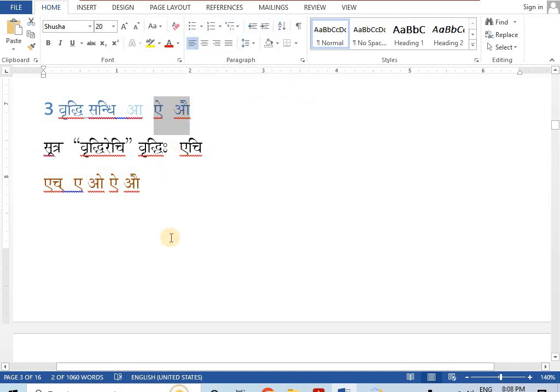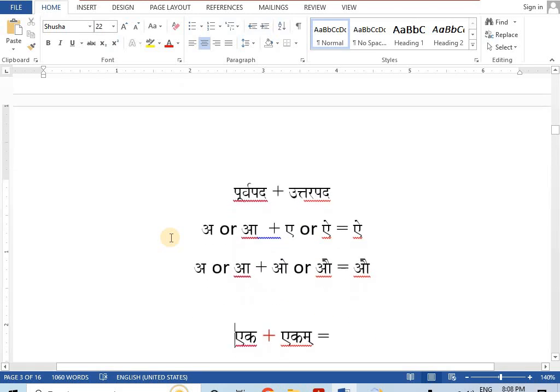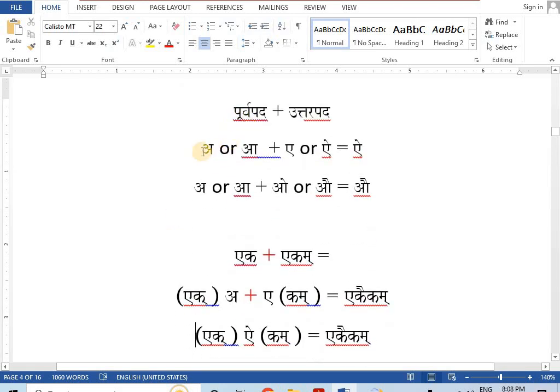Right? I repeat. Check this rule: if the purva pada, the first word, is ending with an A sound, and the uttara pada, the next word, starts with E or ai, then the combination of these both will be ai, that is a Vruddhi vowel. And if the previous word ends with A or A, and the next word starts with O or au, the combination of any of these two will be au only, because both ai and au are considered Vruddhi vowels.